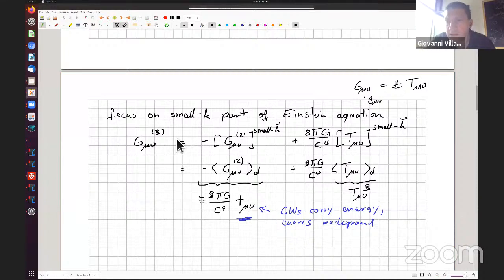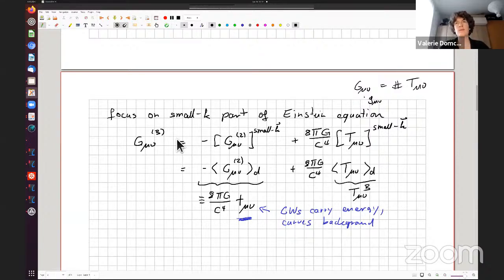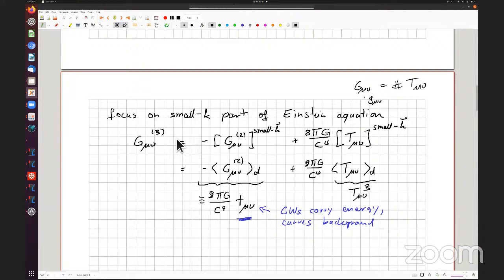So next is Suruj. Yeah, hello. Can you hear me? Yeah. So I was just thinking that now here you're using the condition that the length of the background scale is much greater than this lambda. As I know, during inflation some of the wavelengths are stretched outside the horizon. So does this condition hold there?